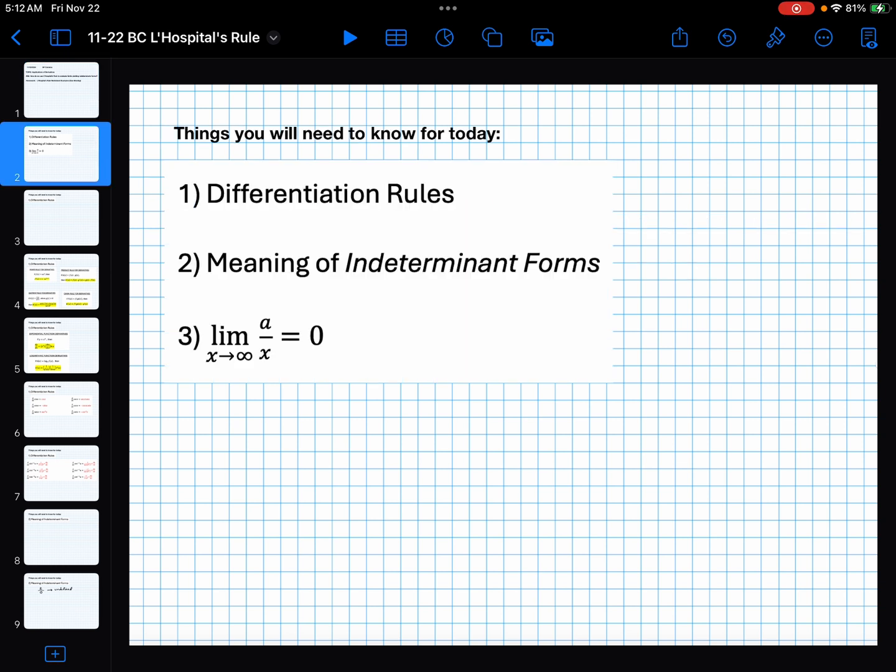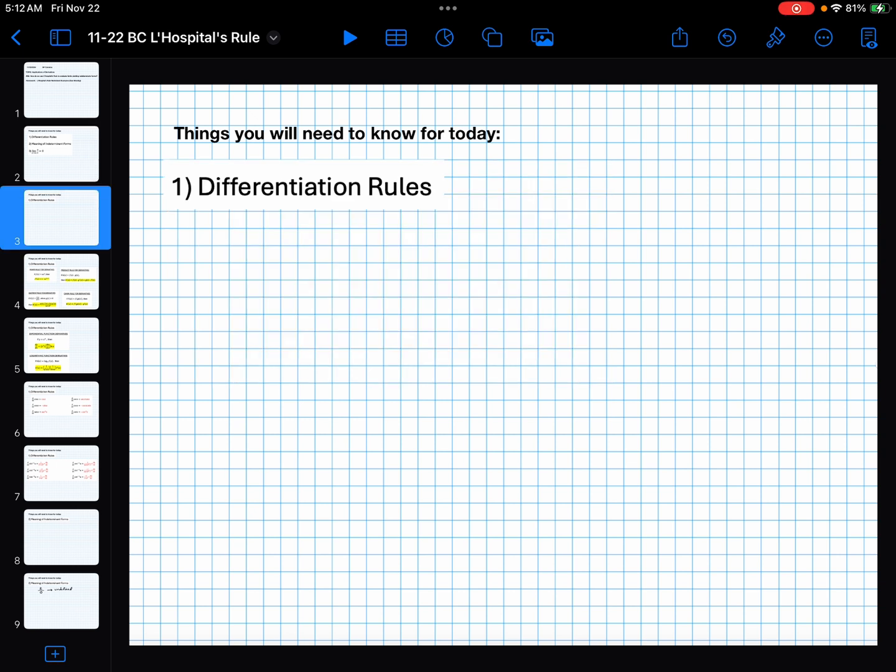All right, so you're going to need to know your differentiation rules, obviously the meaning of this indeterminate form, and then finally this limit property that says that if you have a fraction and the numerator is a constant and the denominator is getting larger and larger and larger, the value goes to 0. So just to recap here, I'm not going to go through all of them, but I will put up on the slides the ones that you should have learned already.